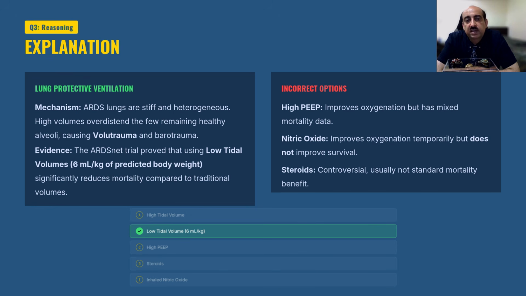Nitric oxide does improve oxygenation temporarily, but has not been shown to improve survival. So remember, this question was about survival, the mortality benefit. In terms of steroids, the evidence is controversial, usually not a standard mortality benefit as such. However, definitely they are used for this purpose.